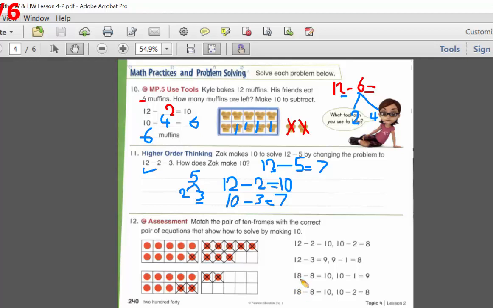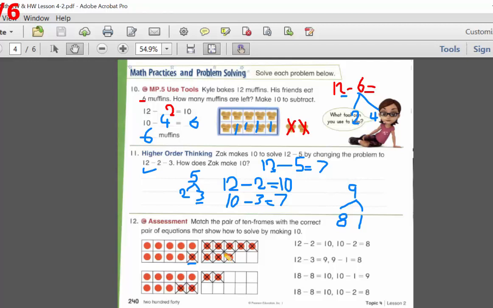So I will choose one of these. Minus, how many did I cross out? I crossed out first 8 and then I crossed out 1. So listen, the first part of the number you crossed out is 8 and the other part is 1. So what was the number? 9. So we know 18 minus 9.